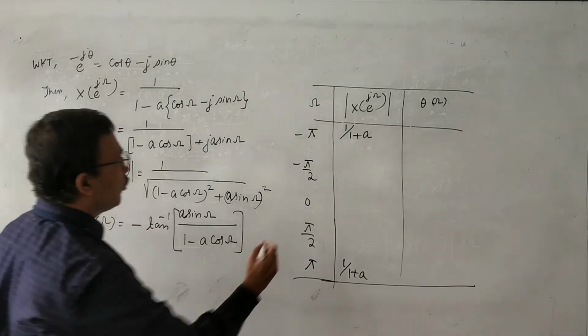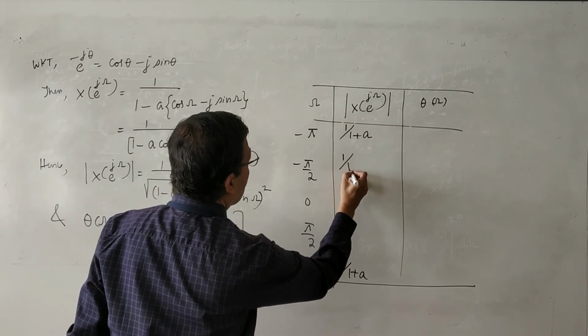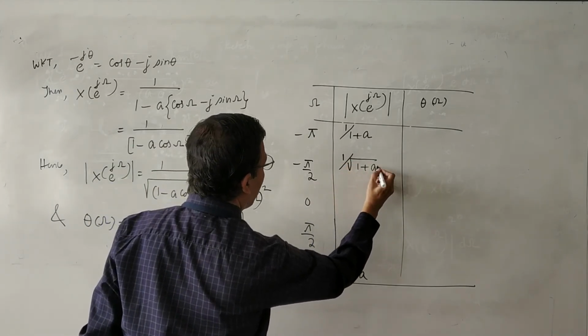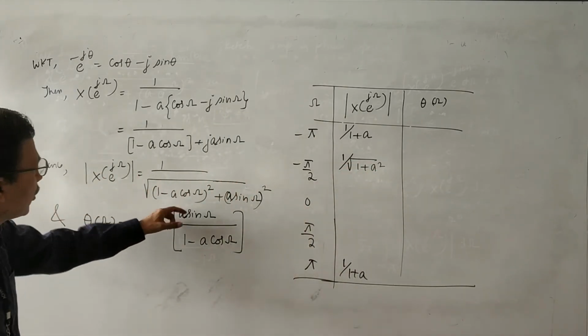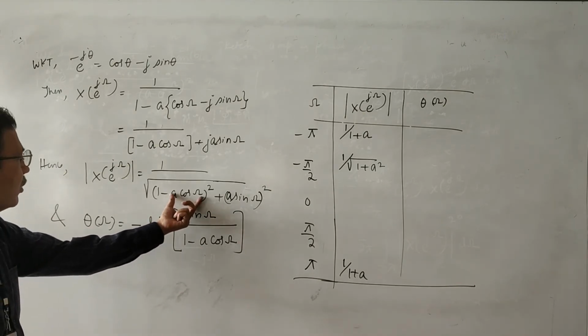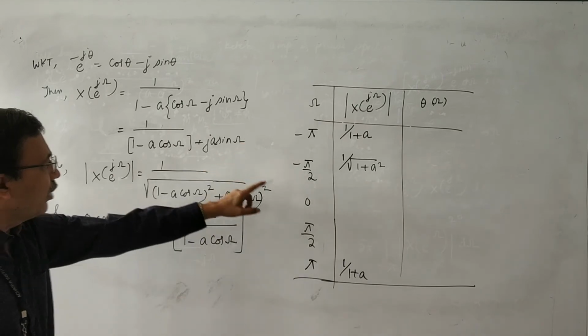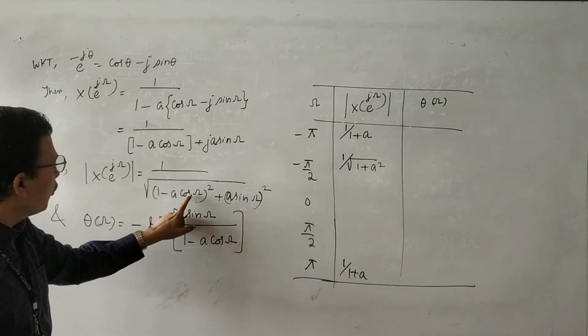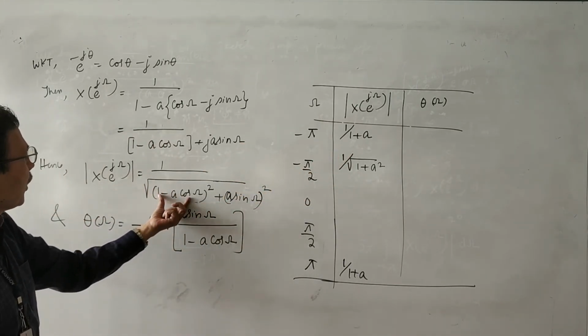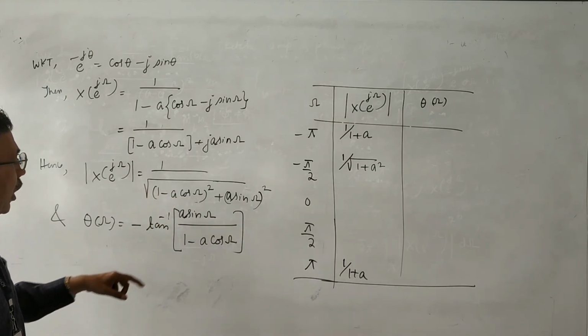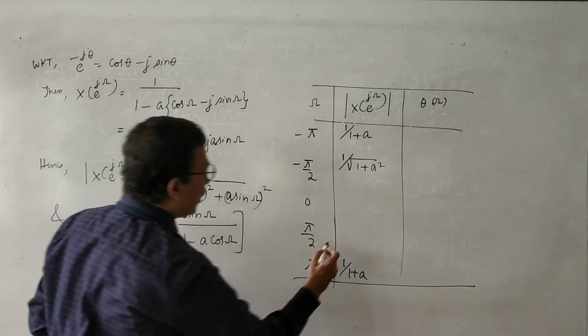So you get the expression 1 over root of 1 plus a square. You put minus pi by 2: cos of minus pi by 2 is 0, sin of minus pi by 2 is minus 1. Minus a whole square is what? A square. Cos of minus pi by 2 is 0, therefore in this bracket only 1 survives. If you put plus pi by 2, you get the same expression.